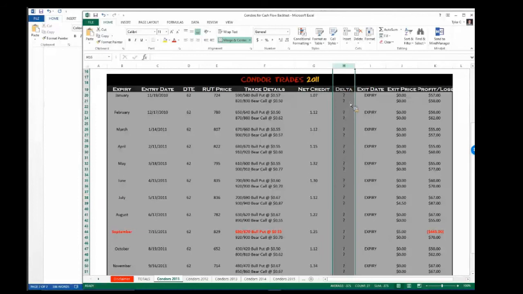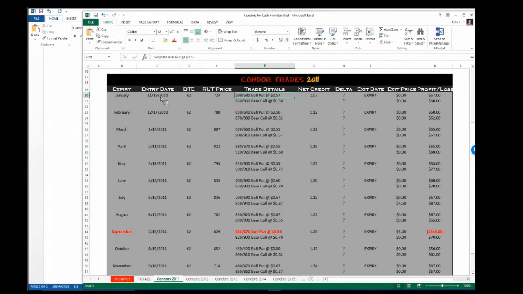But I have a delta rule and a premium rule, so I was still able to figure out which strike to use, because it was the one with 50 cents. Then I asked: did we get to 590 or 820 between November 2010 and January of 2011?